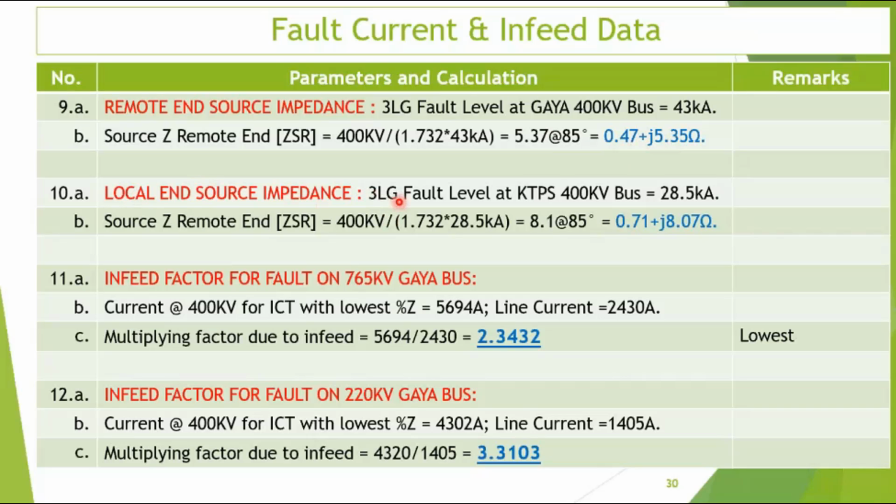The local end source impedance, KTPS bus 28.5 kiloampere is the fault level, 3LG fault level. So source impedance, this will be local, and copy paste error. Okay, local. Now we come to the main thing. This is vital. The infeed factor for fault on 765 kV Goya bus.